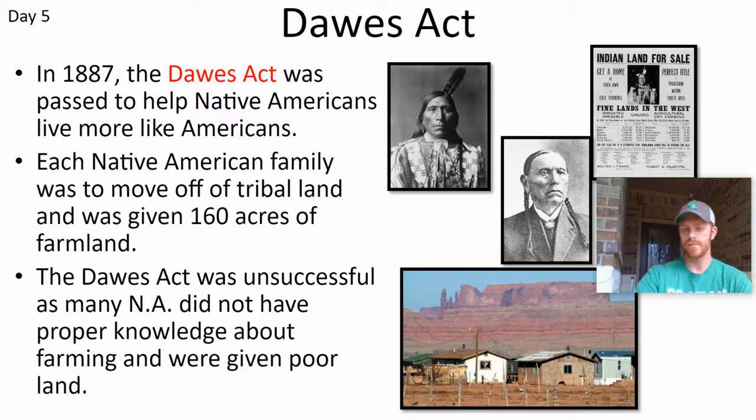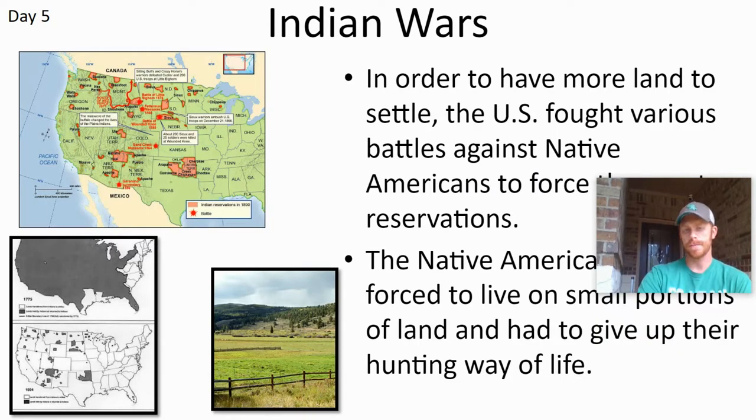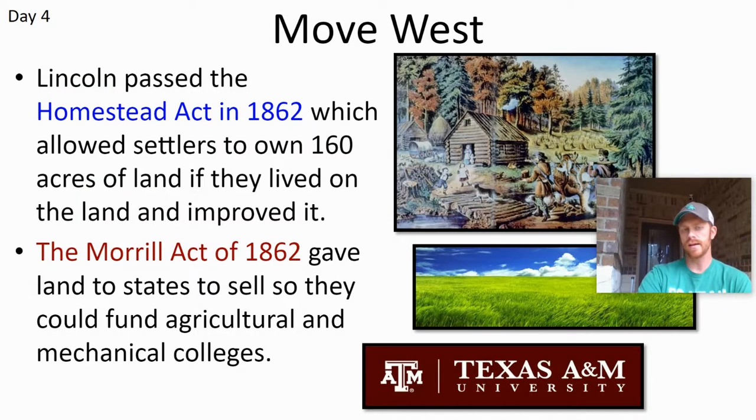Okay, so that's all the notes we have for today. You've got the Dawes Act, the Homestead Act, and the Morrill Act. The easiest way I remember these: Homestead Act, I can go make a home somewhere out west. I get 160 acres. All I have to do is build a house and farm it, and it's mine for free.